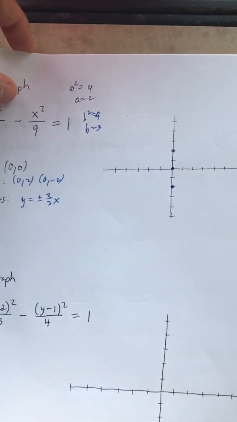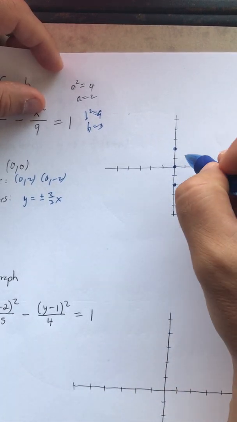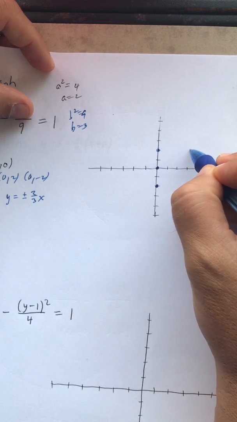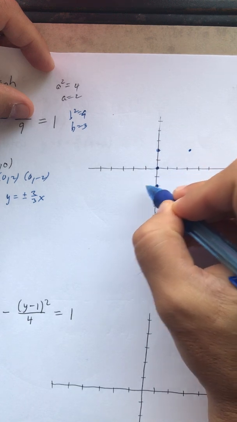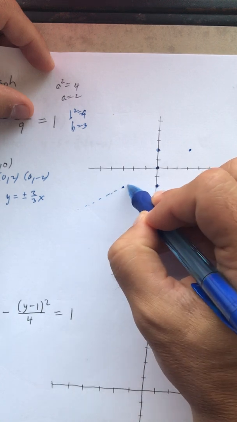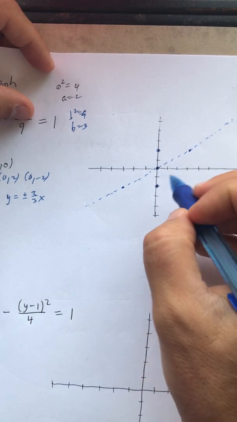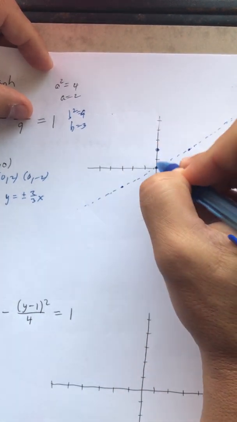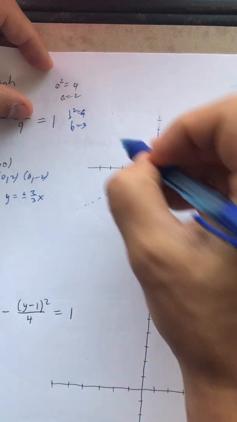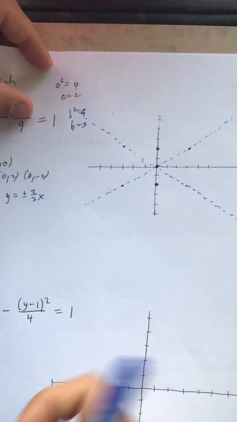So let me go ahead and dash in those lines that have slope positive 2/3 and negative 2/3. So it passes through the center. I'm starting with the center, up 2, right 3, down 2, left 3. That's the slope 2/3. So I'm going to go ahead and dash in the line here. This is the positive asymptote. And now the negative one has slope negative 2/3. So that's up 2, left 3, down 2, right 3. And here is the asymptote that has slope negative 2/3.